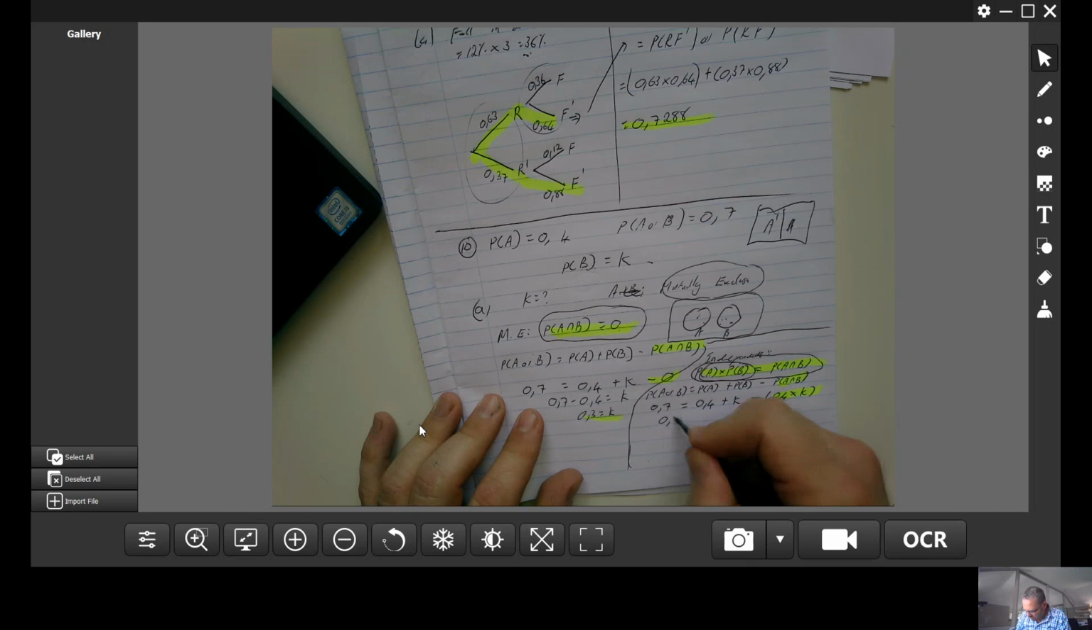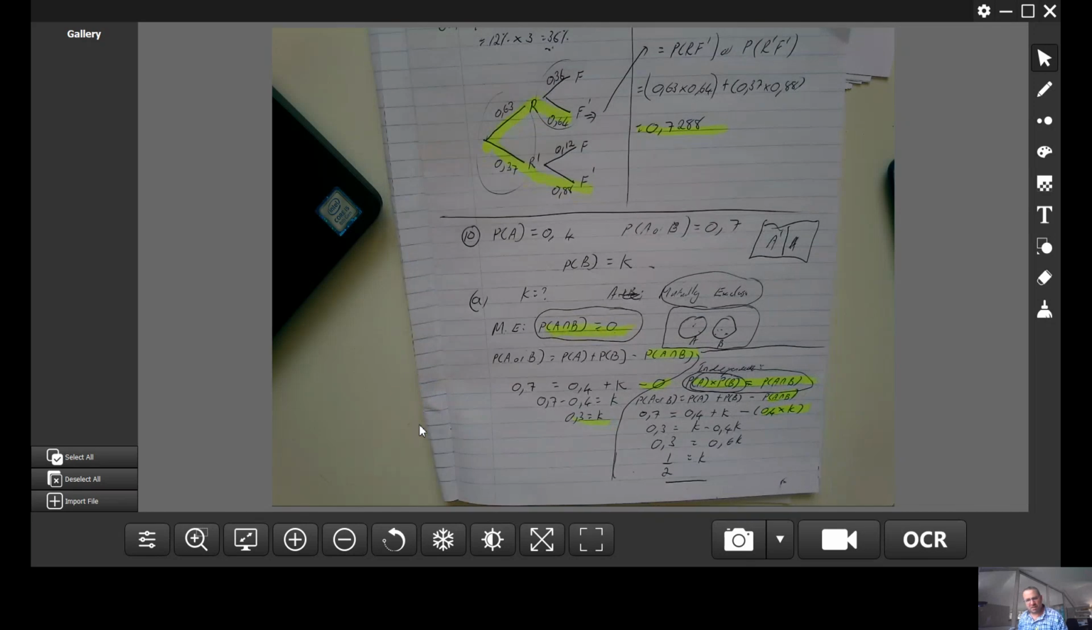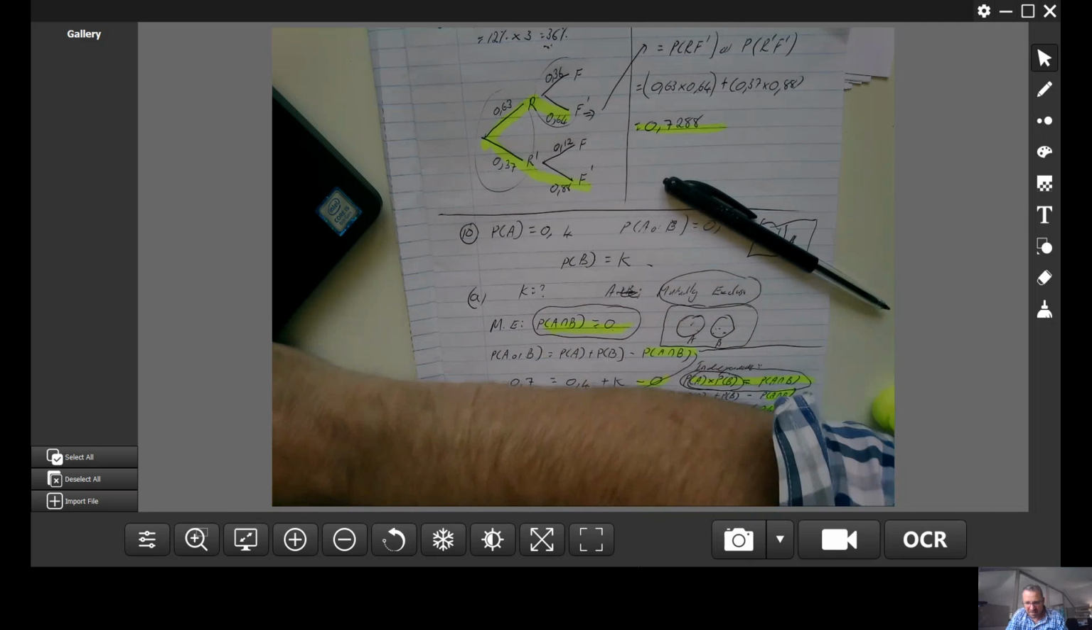Move that across, and I get 0.3 is equal to K minus 0.4K. And K minus 0.4K is going to be 0.6K. So 0.3 is equal to 0.6K. And 0.3 divided by 0.6 is going to be a half. So you're going to get K is equal to a half. So that's if those events are independent. And that is questions 8, 9, and 10 done.